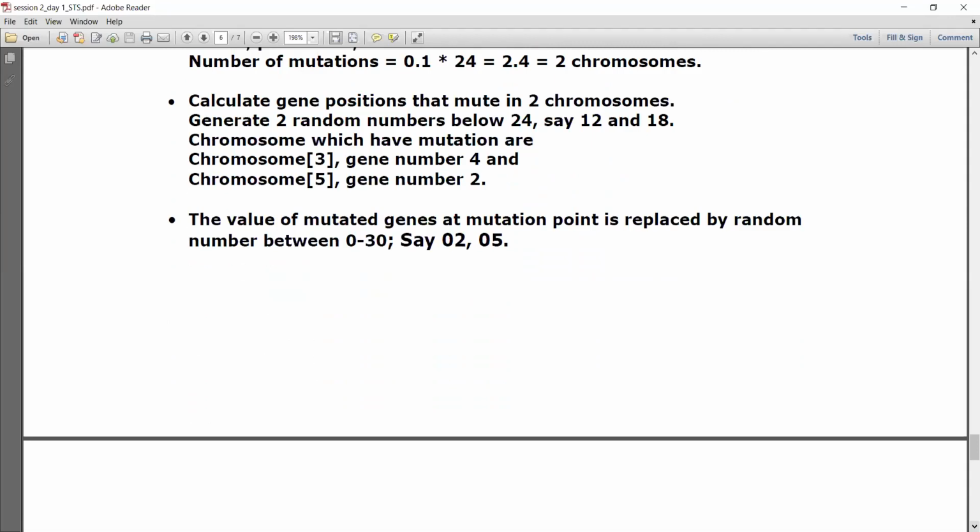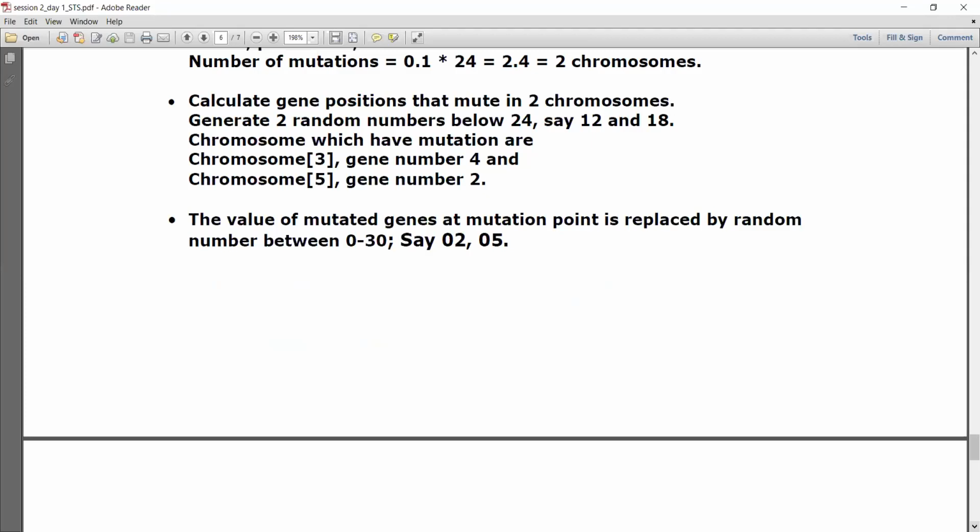So now we randomly generate 2 numbers, because only 2 genes are allowed to take part in the mutation. So random numbers between 1 and 24, because we currently have only 24 genes in hand, is it not? So between 1 and 24, select 2 numbers randomly. Let those 2 numbers be 12 and 18. So what does it represent? The 12th position and the 18th position.